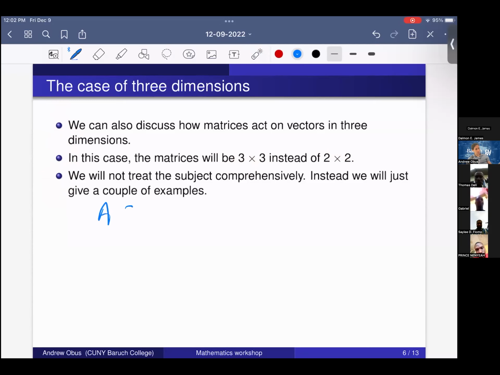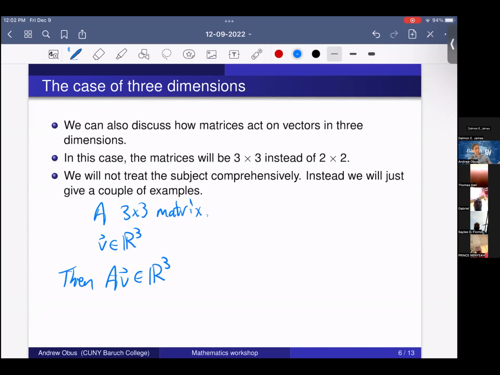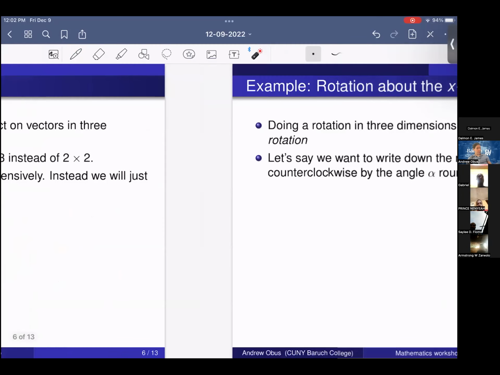But the idea, remember, is if A is a 3 by 3 matrix, and if V is a vector in R3, meaning it's a vector with 3 entries, then AV is also another vector in R3. And A is going to represent, in our examples, some sort of geometric transformation on V. Okay, so we have to think about how 3 by 3 matrices work. Okay, so I want to just do 2 examples.